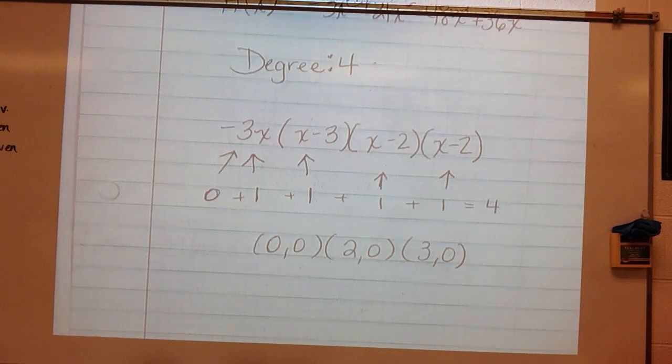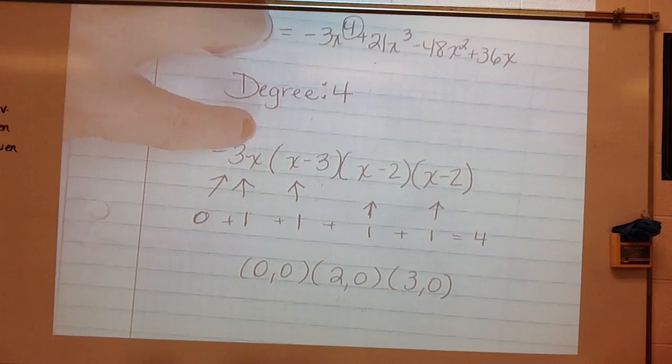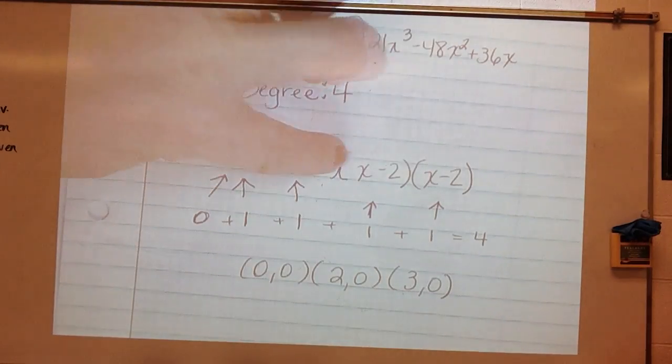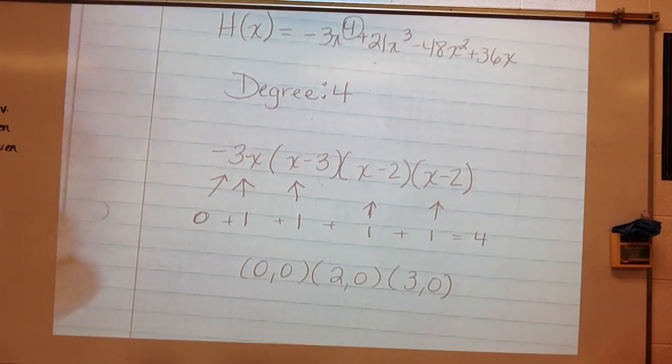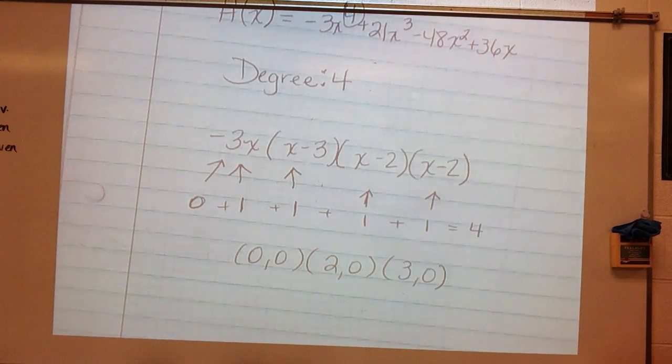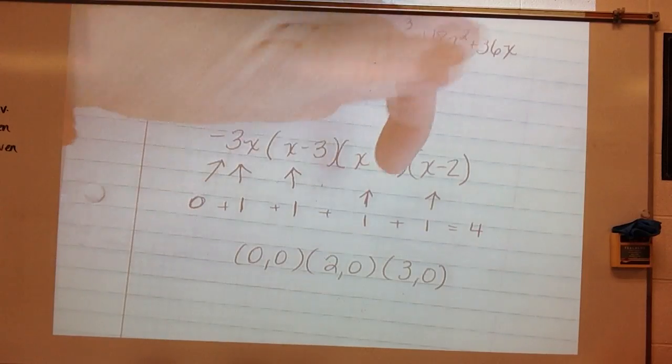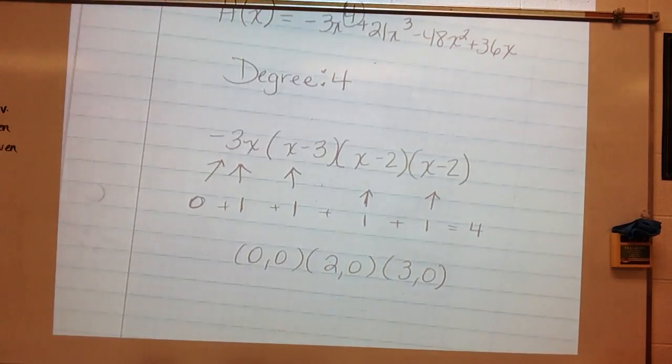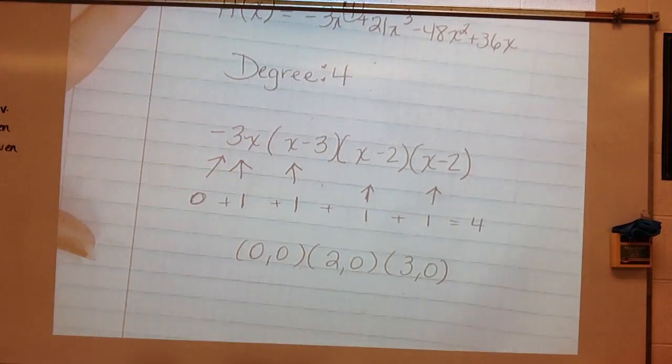Can you make one change to the polynomial function so that the new graph would have 4 x-intercepts? Could I change one of these? I could change one of these to x minus 1, and then I would have a new zero. So it's just a matter of changing one of these x minus 2's.